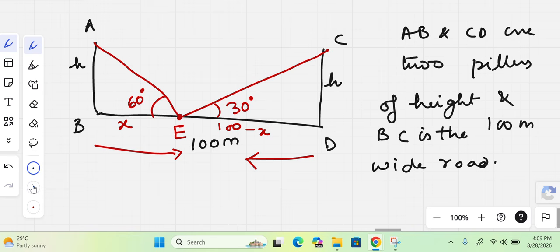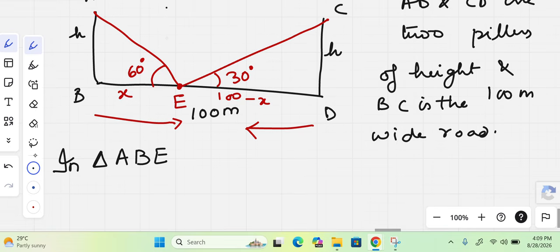Adi, should we do this together? Come on. Okay, let us do together. What is your first step? Okay, so which triangle will you take? Very good. A, B, E, yes. Okay, AB by BE.